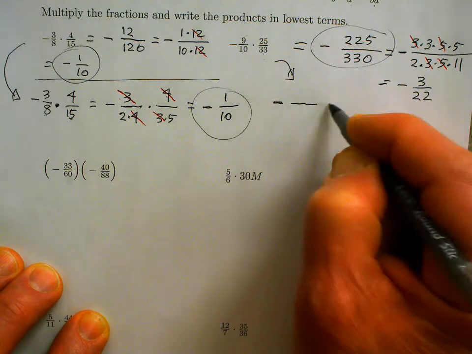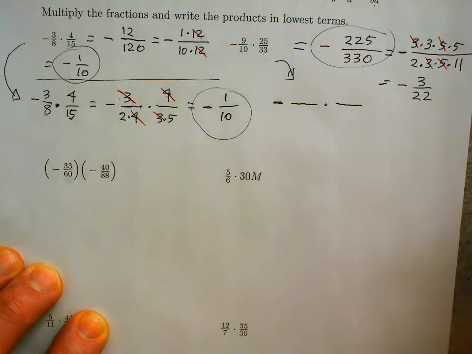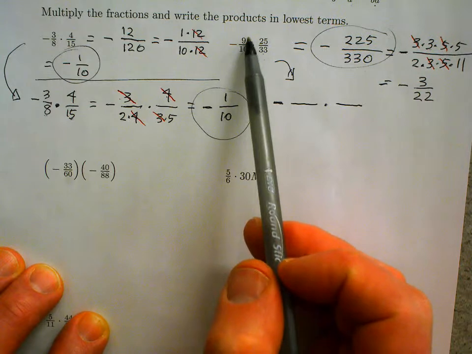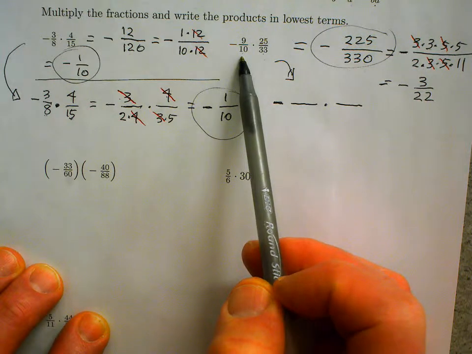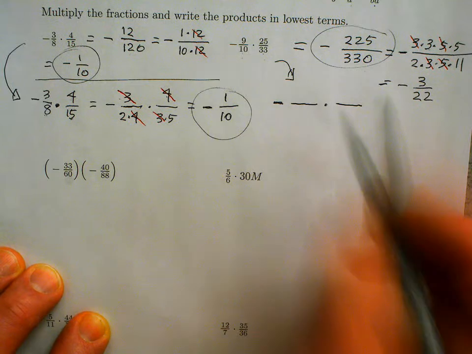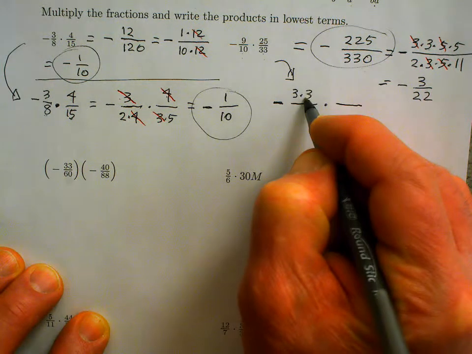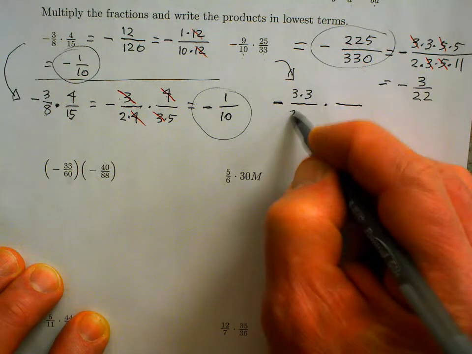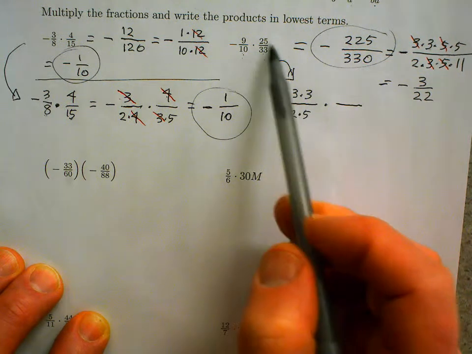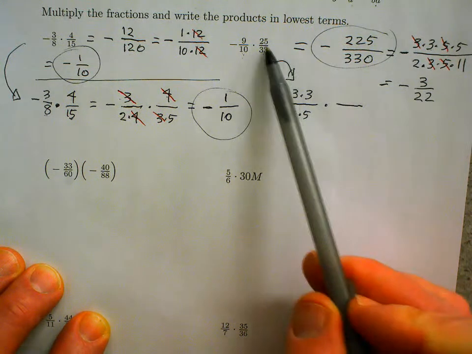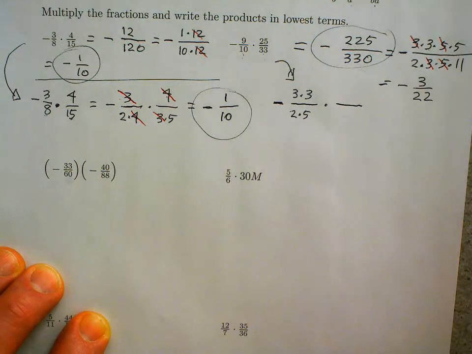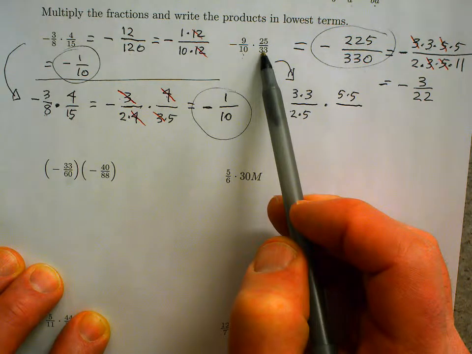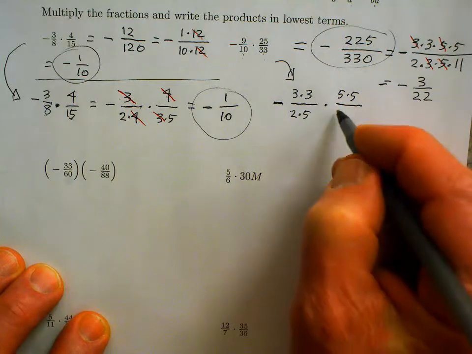So here's a slight variation on the less exhaustive approach. We have negative 9 over 10. Write the prime factorization of 9, which is 3 times 3, and then the prime factorization of 10, which is 2 times 5. For the other fraction, do the same thing. 25, the prime factorization is 5 times 5. And this denominator, 33, the prime factorization is 3 times 11.